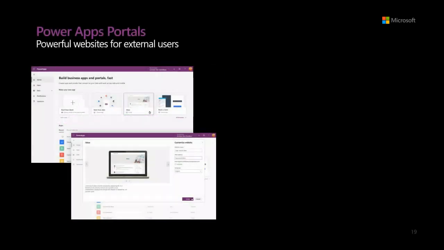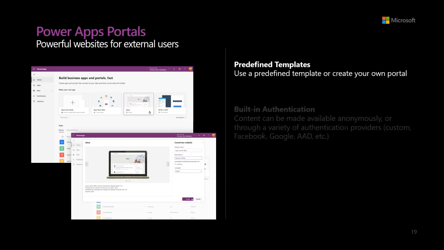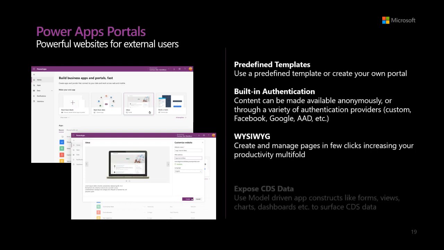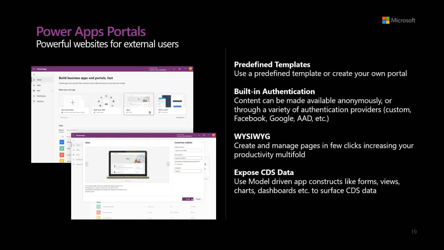The final app type is Power Apps Portals. And really what this is for is it's for your external users. If you want to have built-in authentication where anyone can sign in anonymously, or a variety of authentication providers, whether that's Facebook or Google or Active Directory, we have that built-in authentication, and you can allow that within the Power Apps portals.